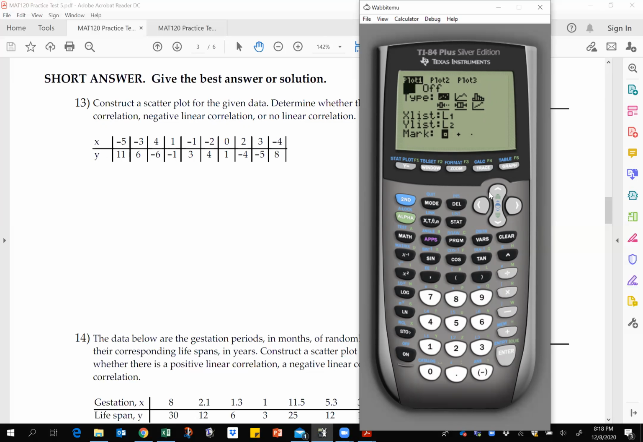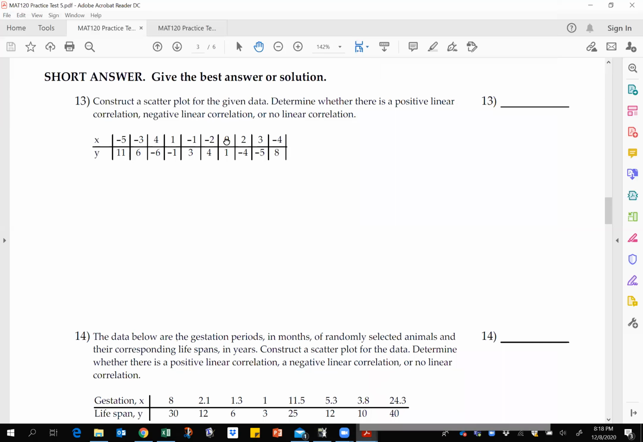So I hit enter. The type of graph we're doing right now is simply going to be a scatter plot, so the first option should already be highlighted. The X list should always be L1. The Y list should always be L2. Then you can choose which mark you want to show up when it graphs. I typically find that the first one is the easiest to read, so just leave it as it is. Now we're going to enter our data set. All of the X values are going to go in list L1. All of the Y values are going to go into list L2.